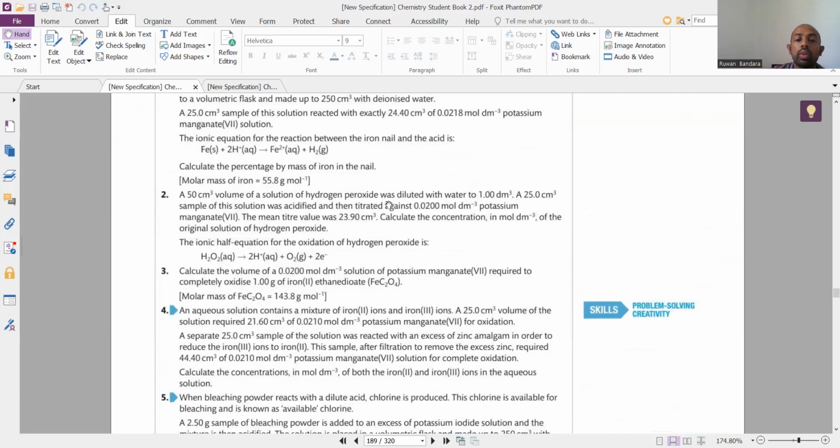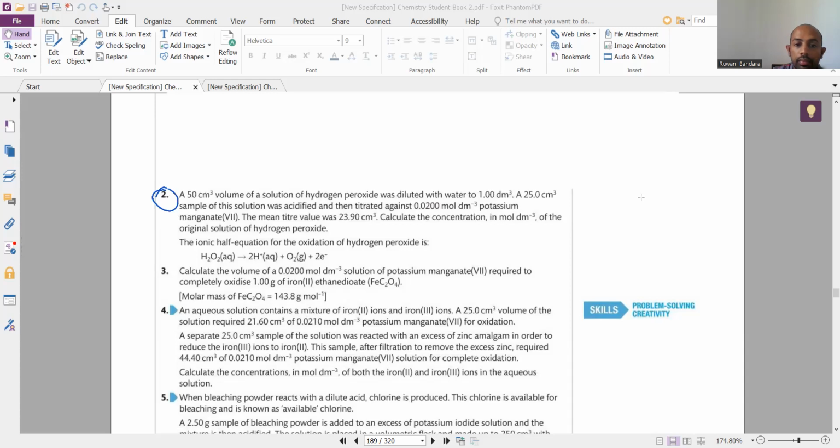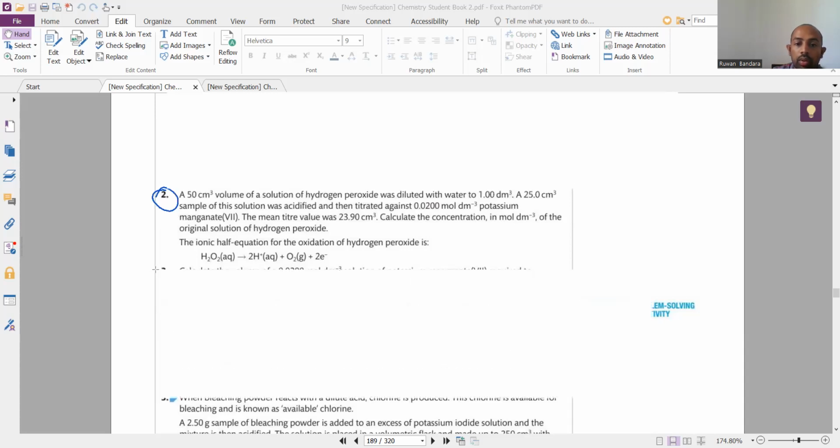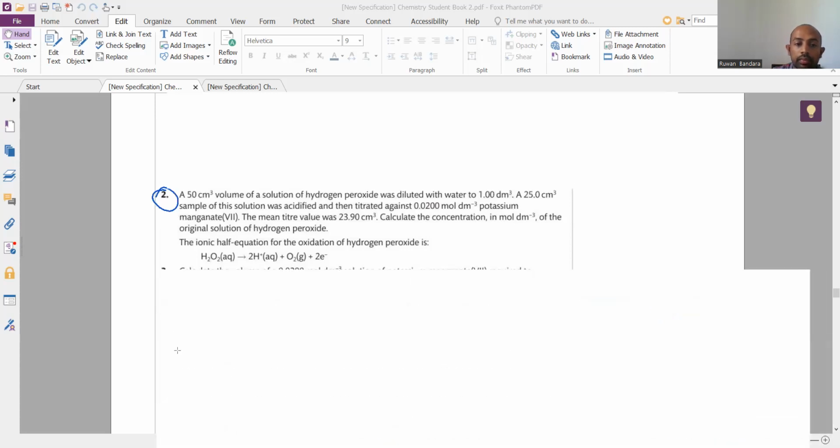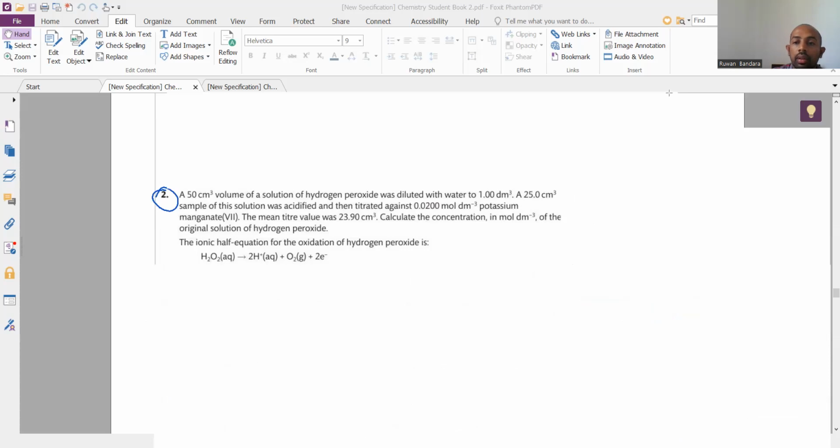Question number 2 is similar to the oxalate one. Therefore, we'll do question number 2 as well. You have to do these questions. Kaushika, you have to send me the answer for this question.